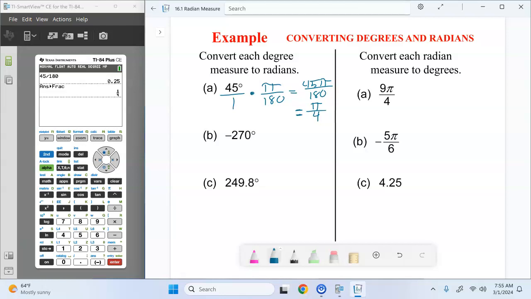Same thing with each of these. We just want to go ahead and multiply. Go ahead and take a minute and simplify both of those fractions.